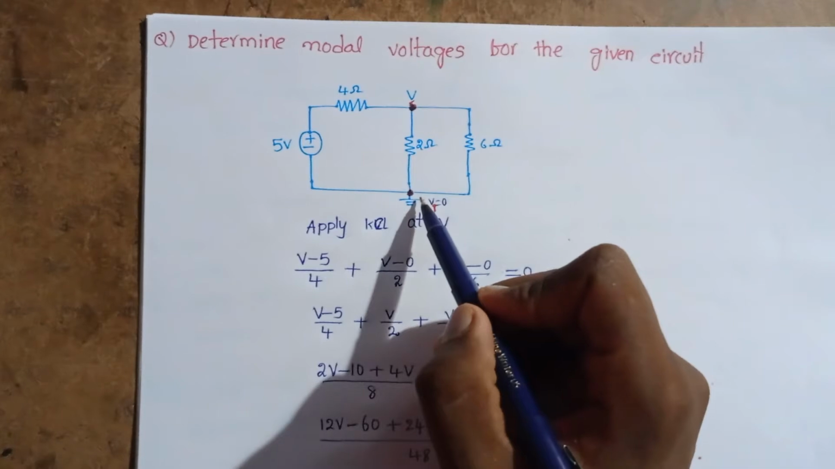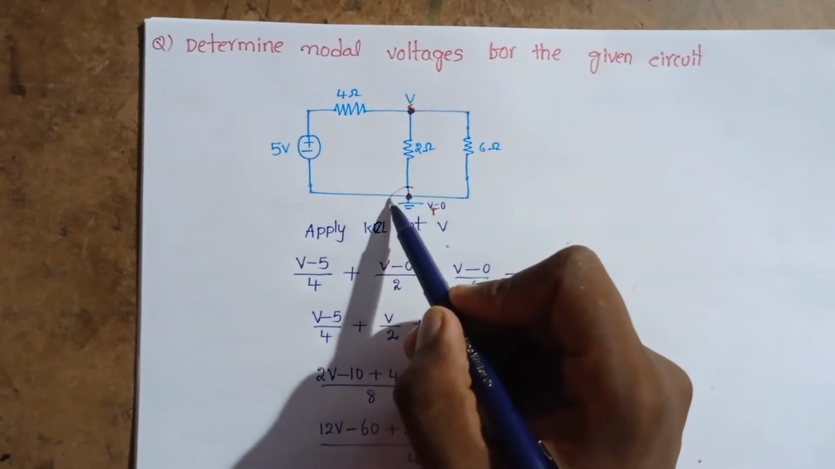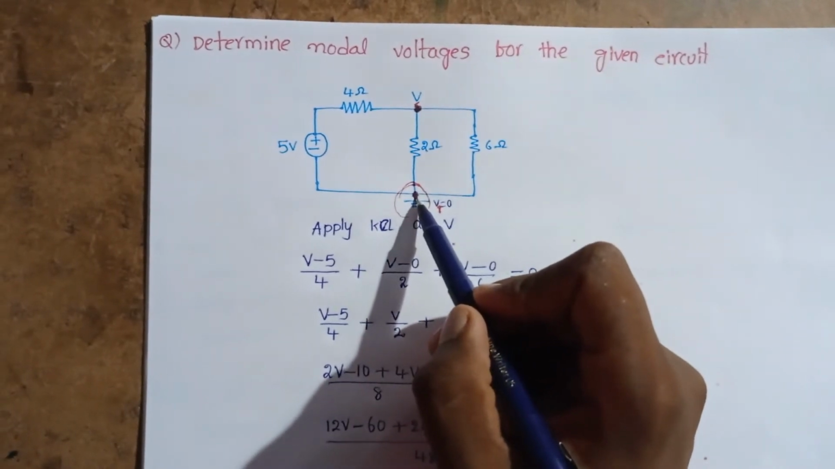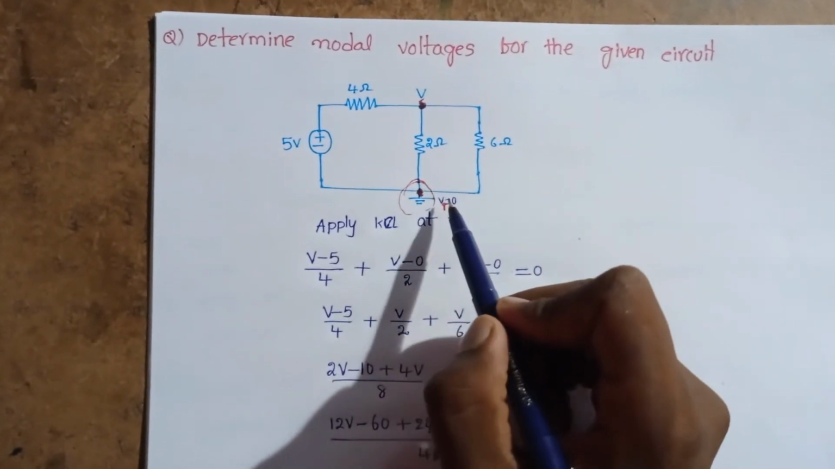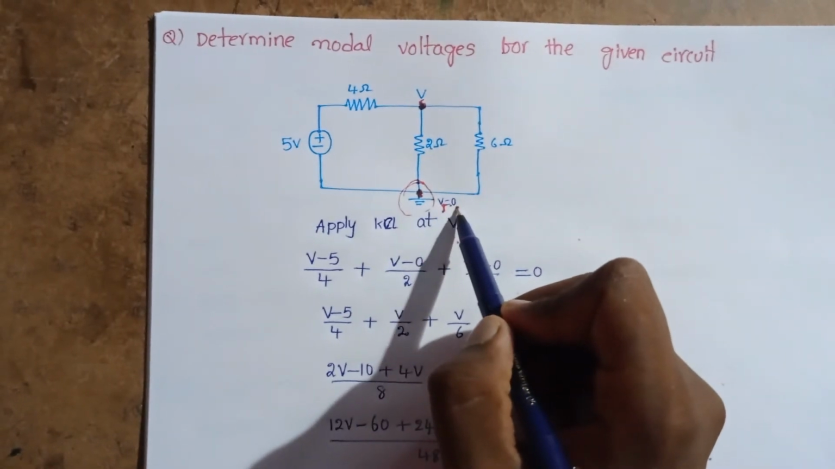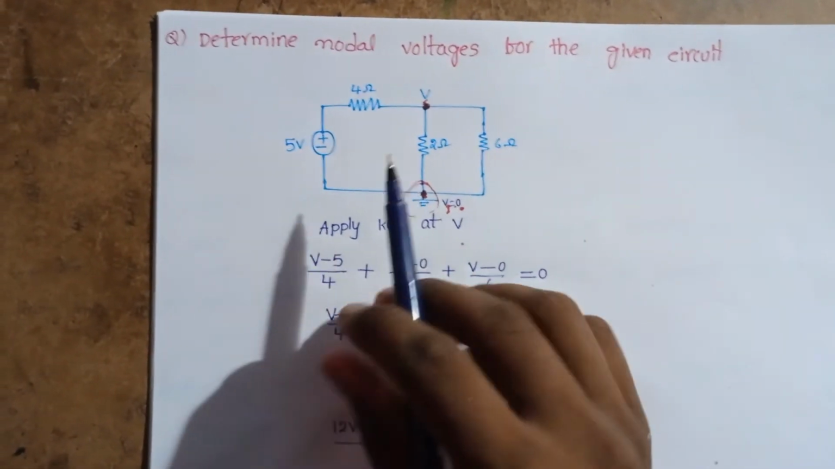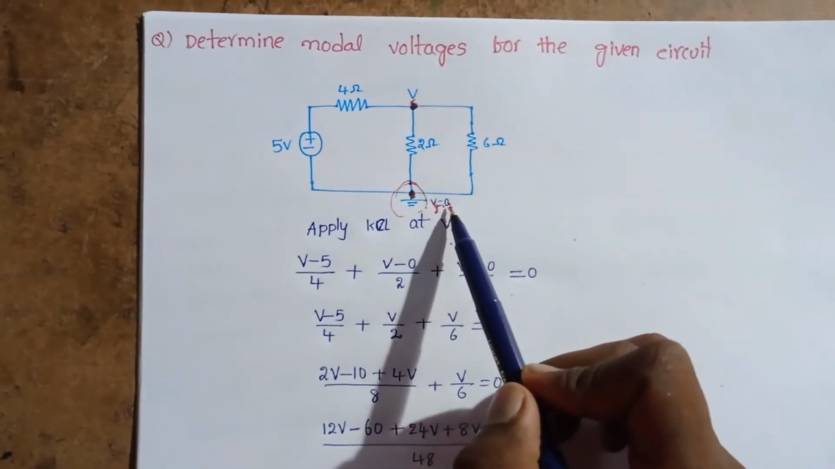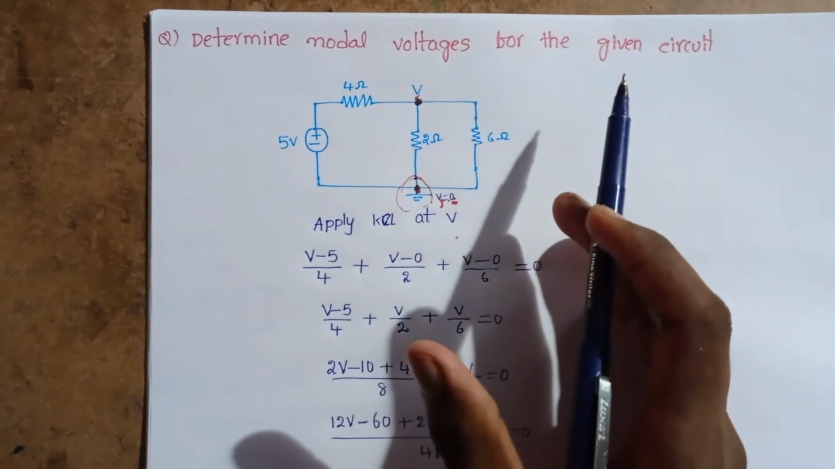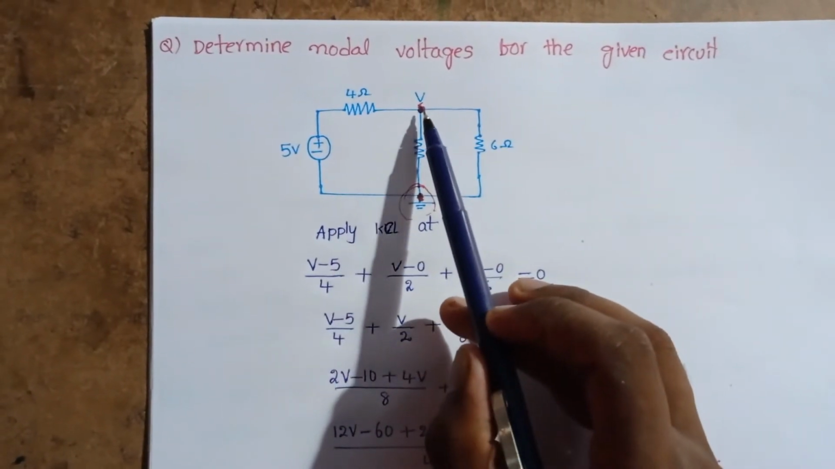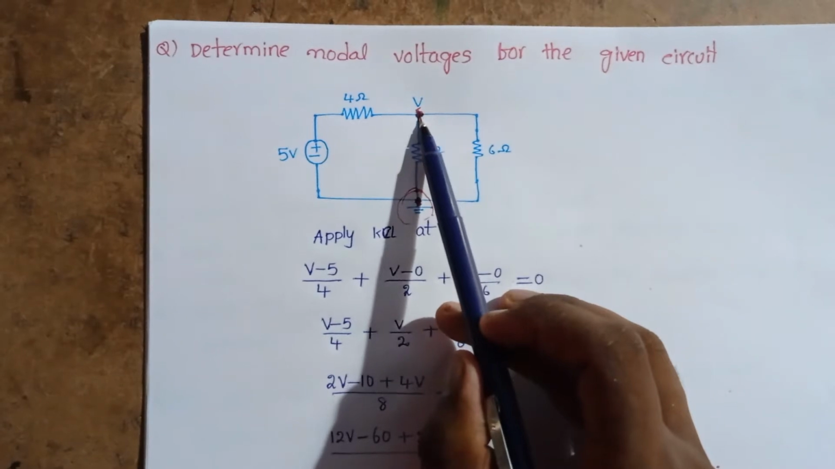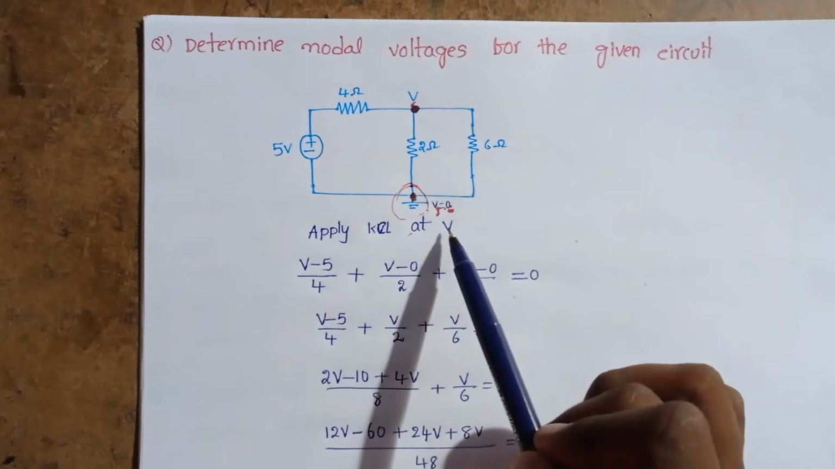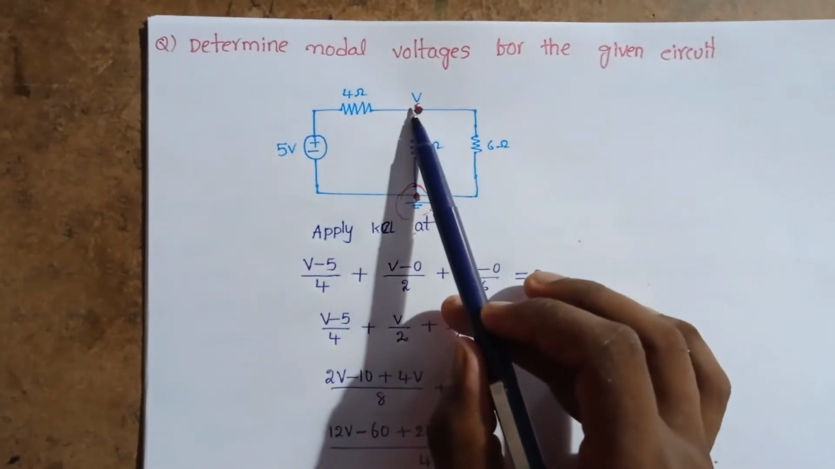This is grounded, which means this node is the reference node. At the reference node the voltage is 0, that is V1 equals 0, as already discussed previously. Now we have to apply KCL at this node. Apply KCL at V, meaning this node.